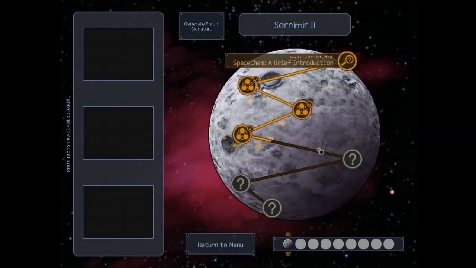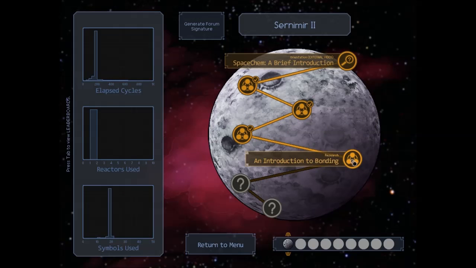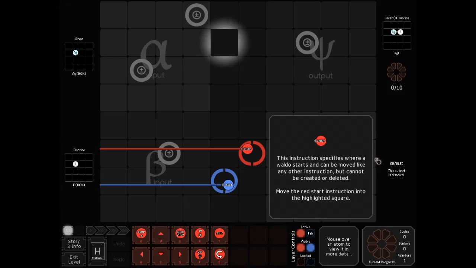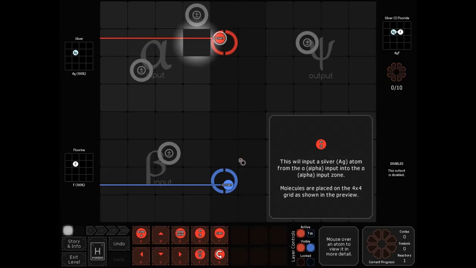So let's continue, and we go on to an introduction to bonding. Well, of course, it's chemistry. Chemistry is not just about elements, it's about how those elements bond together. And you can see you have this new widget, which when you have the bonding instruction, will connect them together. And so actually it's going to tell me exactly what we need to do. So it says move this up here.